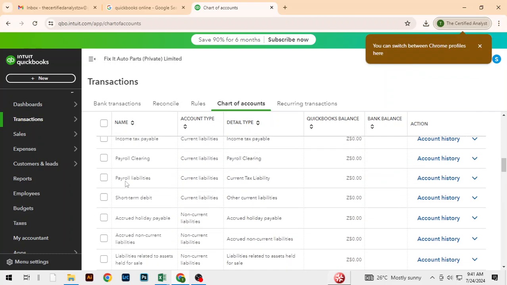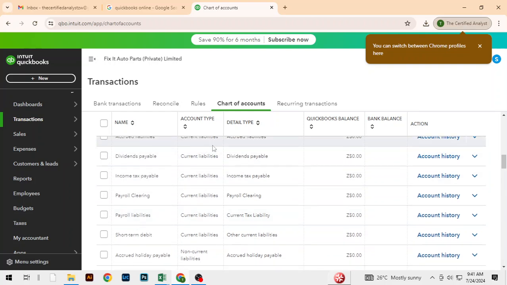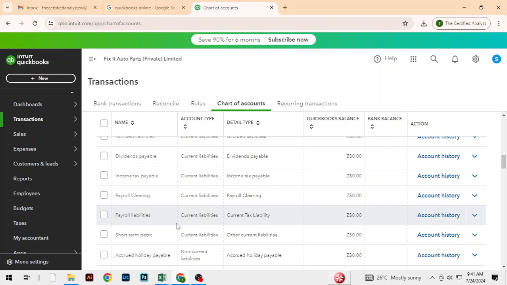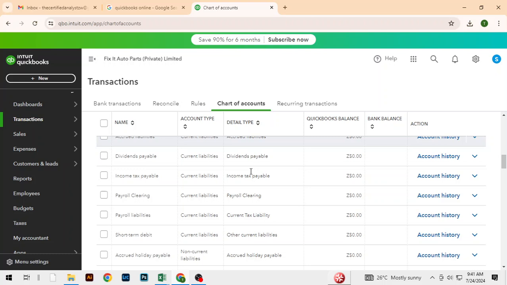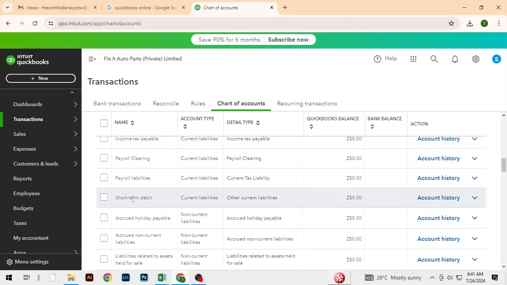And then we've got payroll clearing, something that is to do with payroll. So it just depends how you decide to account for your liabilities. For example, in some organizations they may include that in accrued liabilities. They may include payroll expenses or salaries, something like that, which are accrued, which are due.